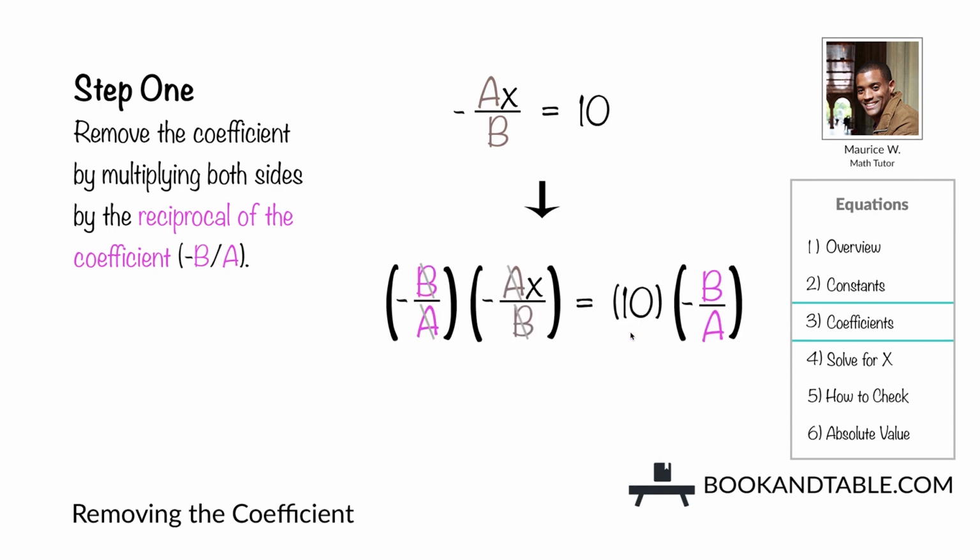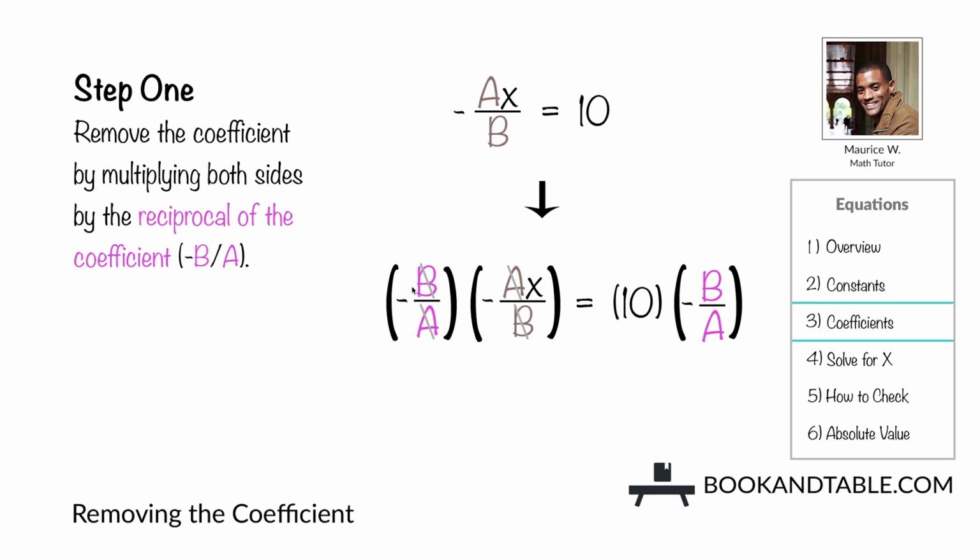If the coefficient includes a negative, whether the negative is placed out here or it's in front of A specifically or B specifically, when you multiply both sides by the reciprocal, you want to multiply with the negative included.